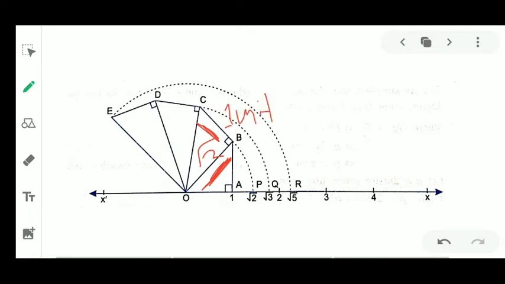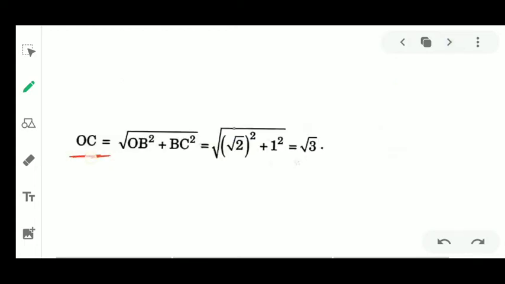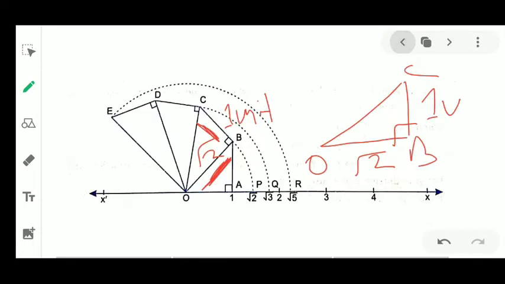Again we find a right angle triangle OBC. Here OB is root 2 and BC is 1 unit. Okay, now according to the Pythagoras theorem we can write OC, that is the hypotenuse, OC equals root over OB square plus BC square. OB square is what? OB square is root 2 squared, right?